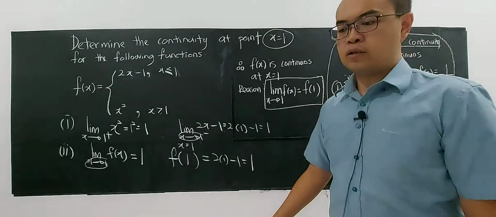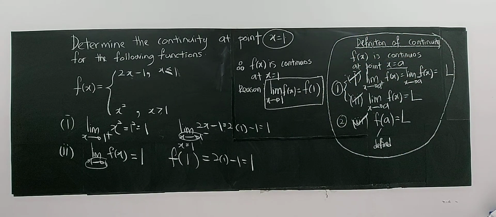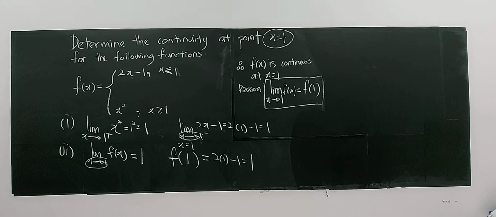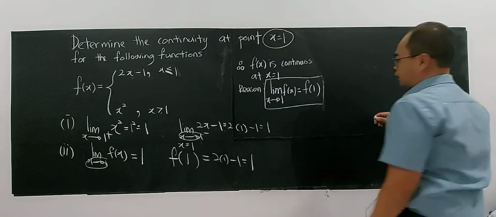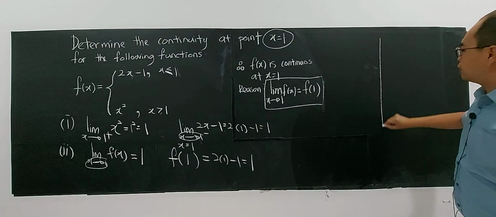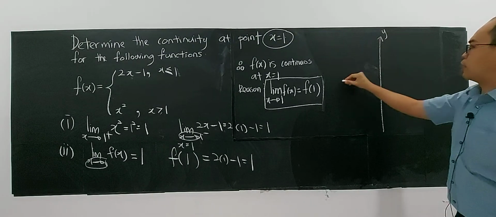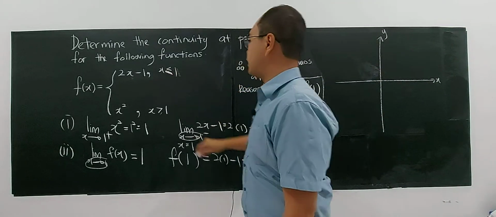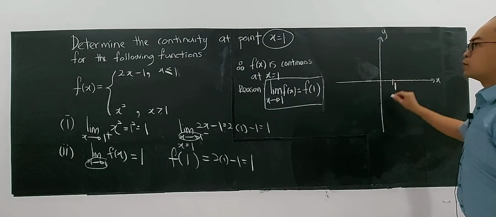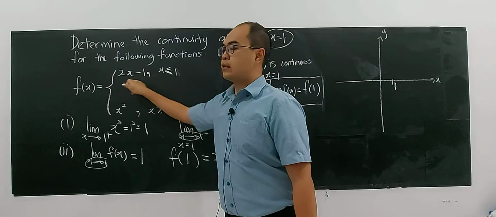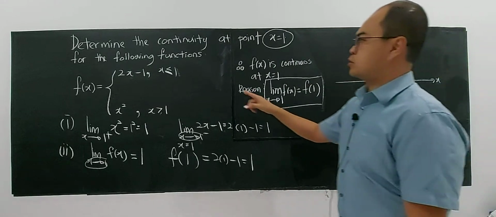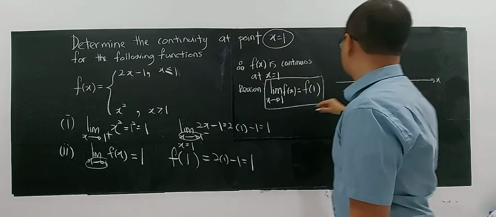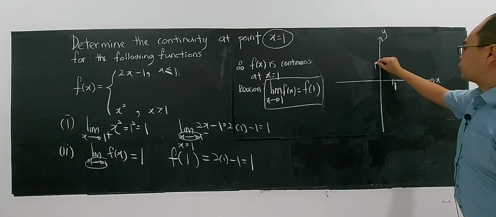So it's continuous. Now I'm going to show you the graphical representation of this case. Let's look at the graphical representation here, in a very detailed way so you understand this concept. Let's look at this graph. 1 is the boundary here. Before 1, there is a linear graph, 2x minus 1. You substitute 1 here, you're getting 1.